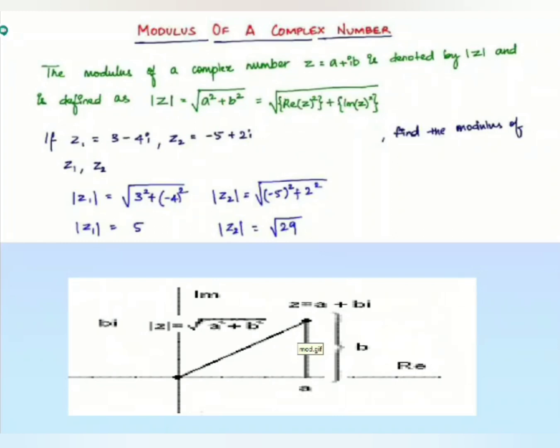Therefore, from the right angle triangle property, we write hypotenuse square equal to base square plus perpendicular square. Therefore, a square plus b square. Therefore, mod z equal to square root of a square plus b square.